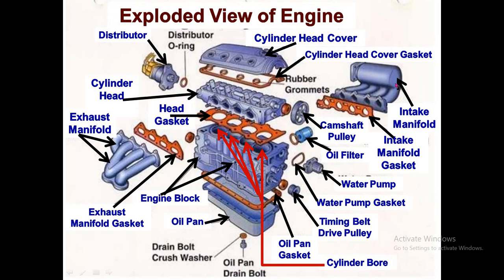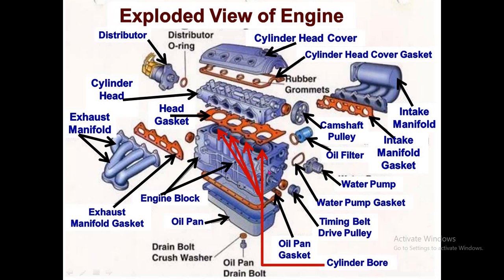See, this is the inlet manifold which is fitted at one side of the cylinder head, and this is the exhaust manifold which is fitted at the opposite side of the intake manifold. It is fitted with a suitable exhaust manifold or inlet manifold gasket to prevent the leakage of the gases. The cylinder head is fitted over the cylinder block.